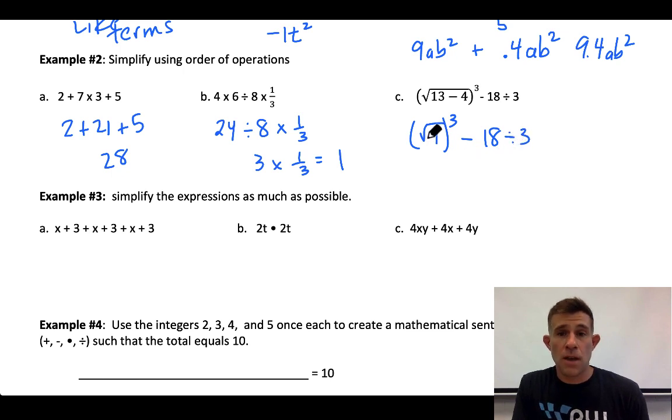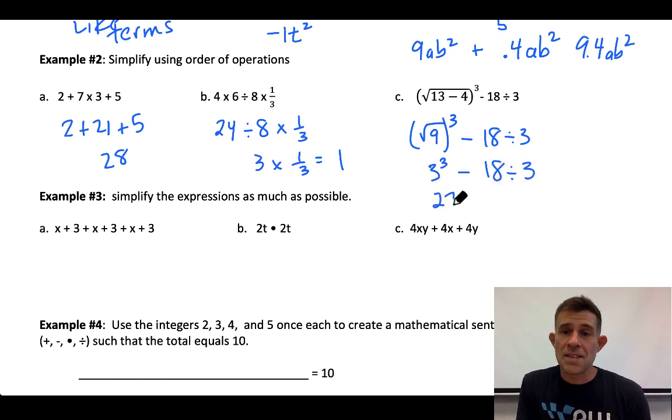So the square root of 9 now becomes our next process we need to do, which is 3. And then I'm going to raise that to the third power. And then I'm going to subtract my 18 divided by 3. 3 cubed is 27. 27 minus 18 divided by 3. Now I'm going to simplify it to 6. And that's going to give me a remaining amount of 21.